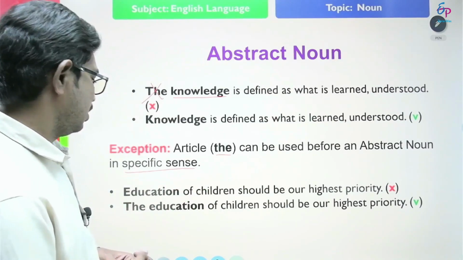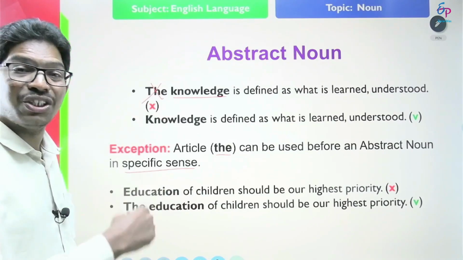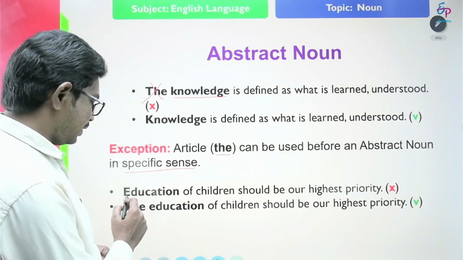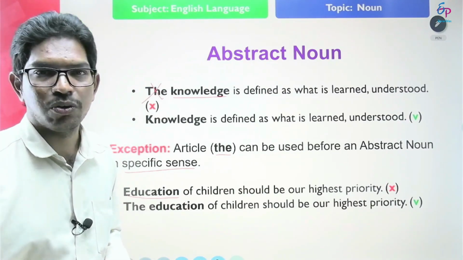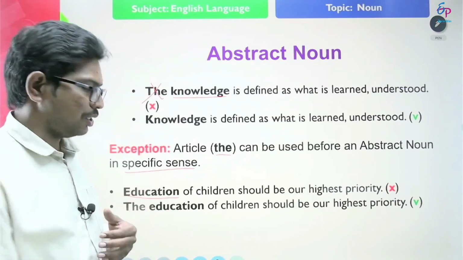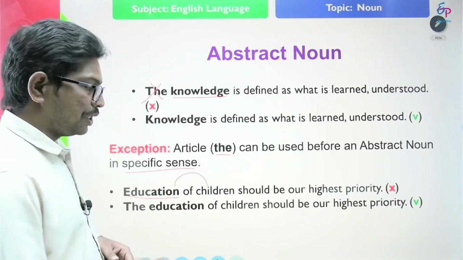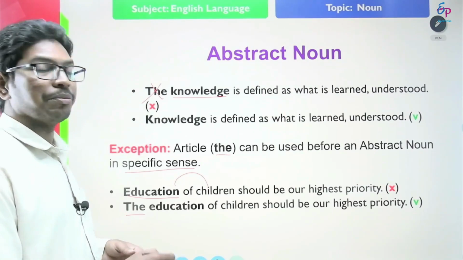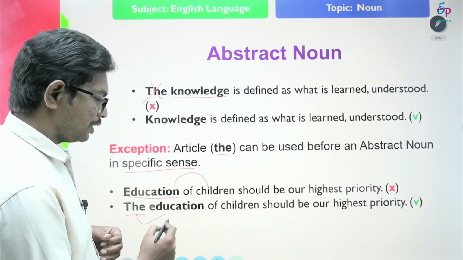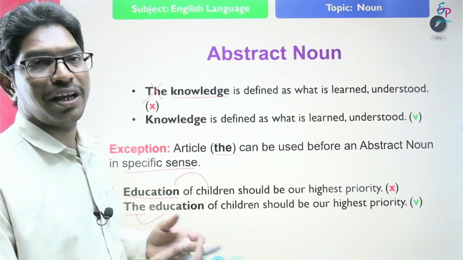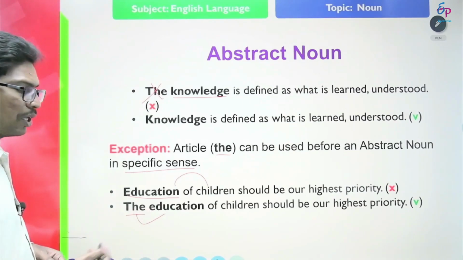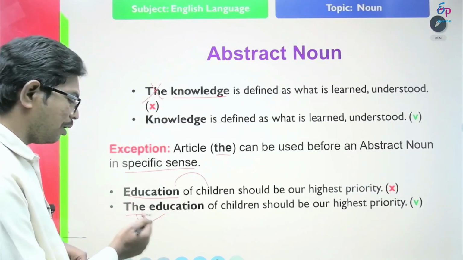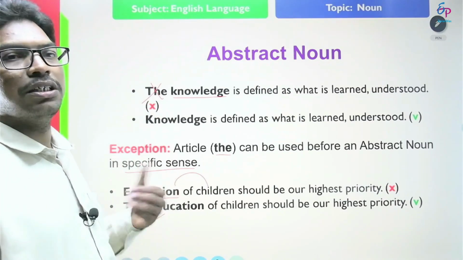Look at the example. Education of children should be our highest priority. Here, what is education? Education is an abstract noun. Here you are talking in a particular sense, education of children. So we should use article the before education. So the education of children should be our highest priority. Here education is spoken in a specific sense, education of the particular children. So we must use article the before an abstract noun when it is in specific sense.